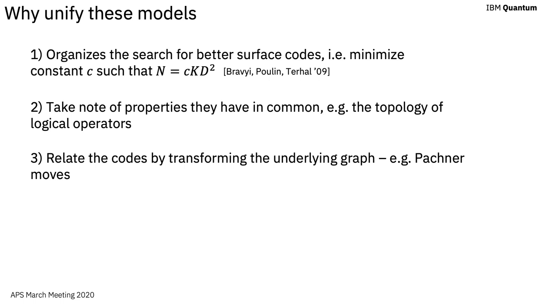The second reason might be that you want to figure out what properties are fundamental to the surface code. Like, is it important that the X logical operator is running one way and the Z the other? Certainly the topology of the logical operators is important, the fact that these are string-like. So we'll see some of that in our more generalized model. And then third, you might want to relate different codes through some local Clifford transformations, so some sort of generalization of Pachner moves. So I have one slide on this as well. So we'll go through each of these. Most explicitly, number one is what we'll care about.